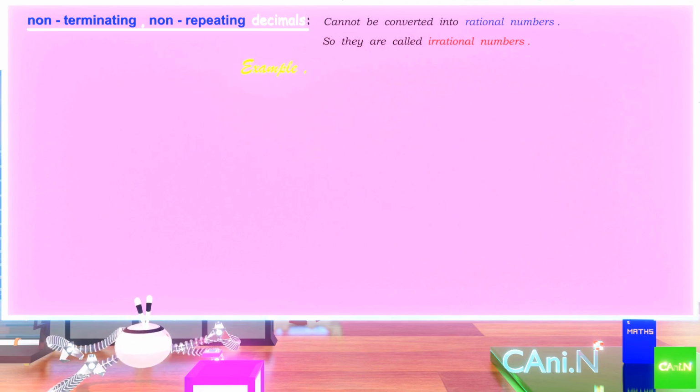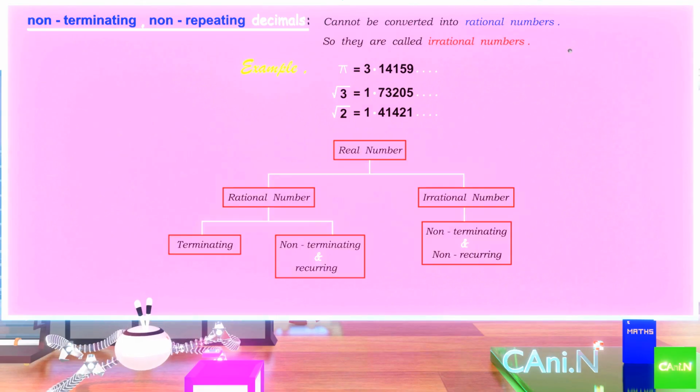Now, non-terminating, non-repeating decimals cannot be converted into rational numbers. So, they are called irrational numbers. Example: the value of pi is 3.14159, etc. It is a non-terminating and non-repeating decimal. Square root of 3 equals 1.73205, etc. Square root of 2 equals 1.41421, etc. Now, we can draw the tree diagram for real numbers.